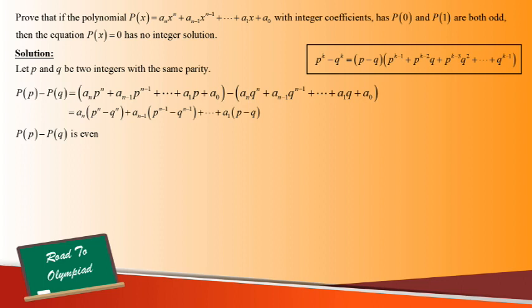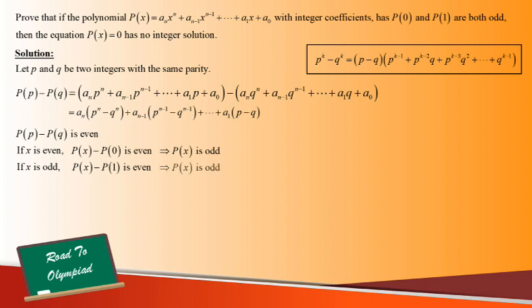Having this information, we can now finalize our proof. Consider the case where x is even. Then we have P(x) minus P(0) is even because x and 0 are both even numbers. And since P(0) is odd, it follows that P(x) must be an odd number if x is even. By the same argument, if x is odd, then P(x) minus P(1) is an even number because again x and 1 are both odd numbers. And since P(1) is odd, we have P(x) is odd as well if x is an odd number.